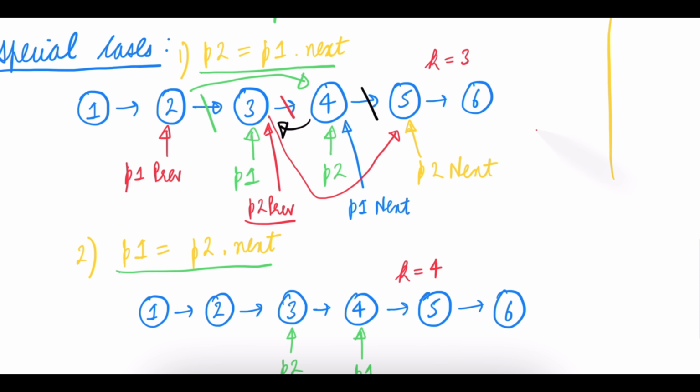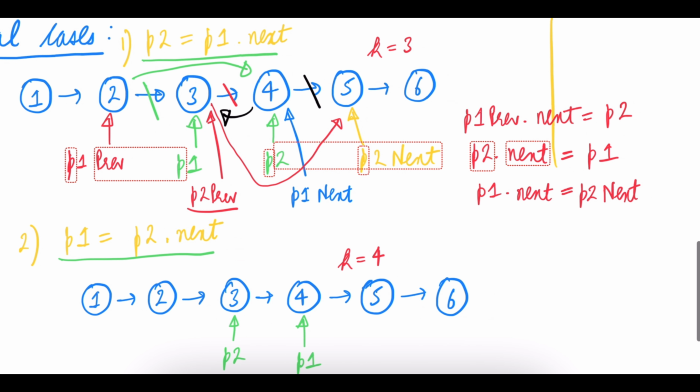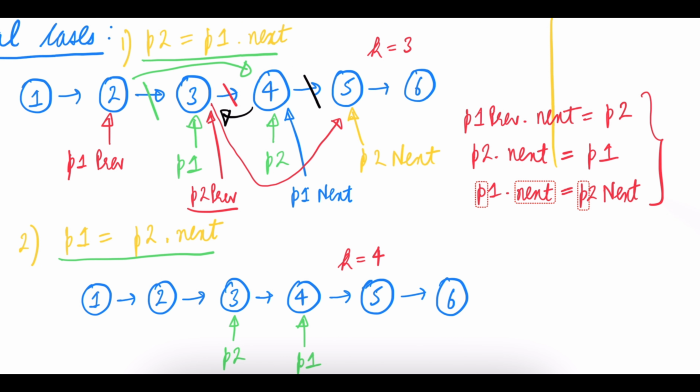So the first one is p1 previous dot next is equal to p2. Then my p2 dot next is going to be equal to p1, and p1 dot next is going to be equal to p2 next. And these 3 pointer updates is going to swap the 2 nodes.